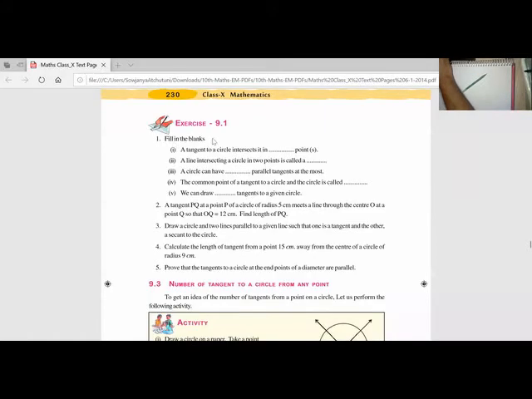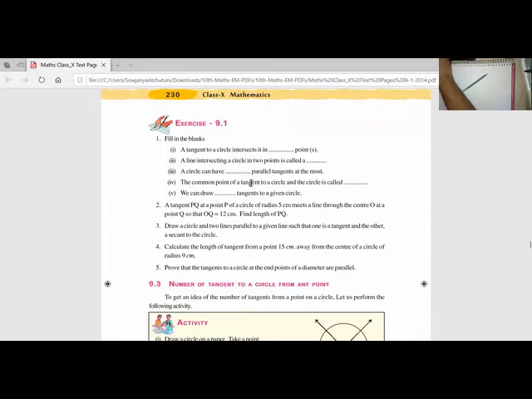So fill in the blanks. A tangent to a circle intersects in how many points? Only 1 point. A line intersecting a circle in 2 points is called a secant. It's not cutting at 1 point, it's cutting at 2 points. A circle can have a maximum of how many parallel tangents? It can have only 2 parallel tangents, at the two ends of the diameter. It cannot have more than 2.